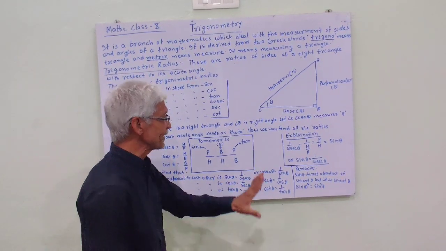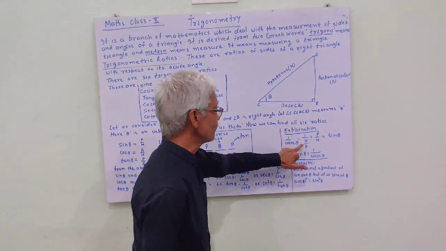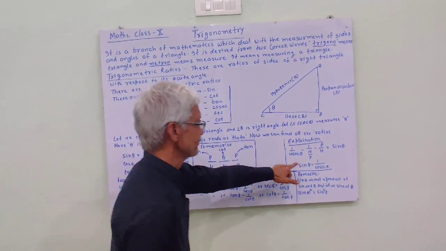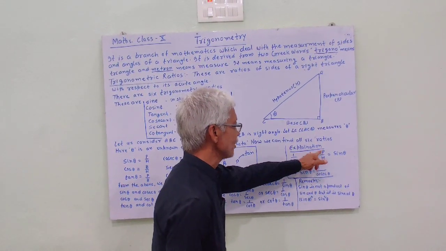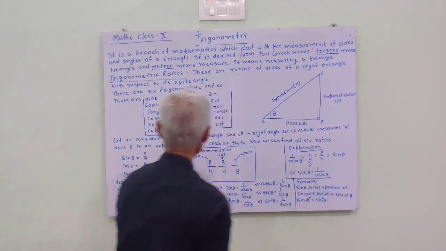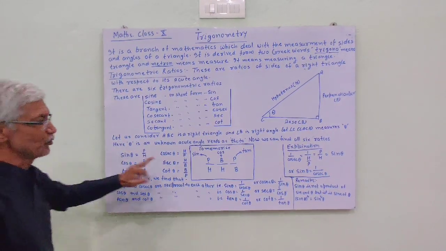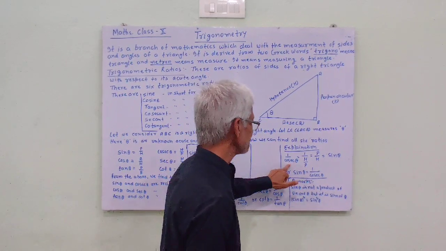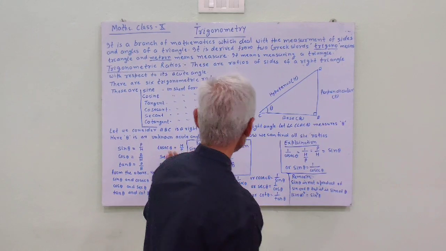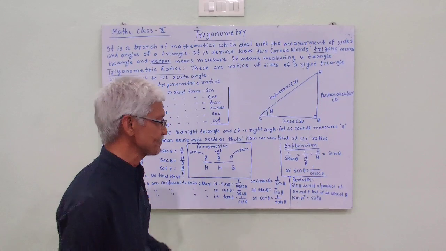It can be explained like this. If you write 1 by cosec theta, then 1 upon the value of cosec theta. The value of cosec theta is H upon P, H upon P. P has gone into the numerator. Now we have P by H, and P by H is for sin theta. So we can prove 1 by cosec theta is equal to sin theta, or sin theta is equal to 1 by cosec theta. In this way, the other reciprocals can be explained.